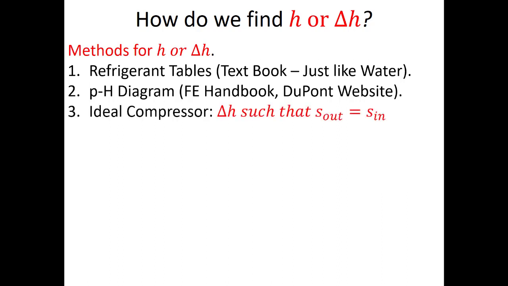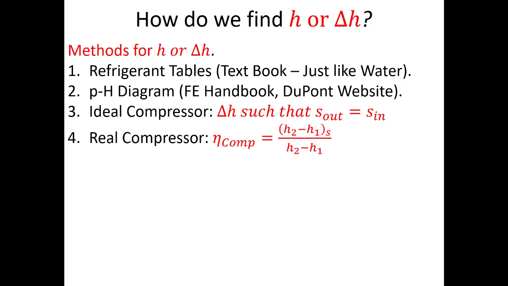We can also use the fact that the compressor could be an ideal compressor. And if it's an ideal compressor, remember the compressor is steady state, 1 inlet, 1 outlet, and adiabatic. So if the compressor is ideal, that also means in this case that it's isentropic. So then we can find delta H across the compressor if S out is equal to S in. And then after we fix the ideal compressor, we can move to the real compressor if we're given something like an isentropic efficiency of the compressor.